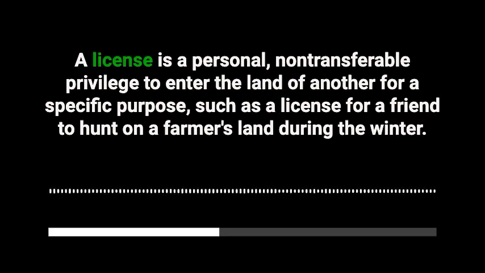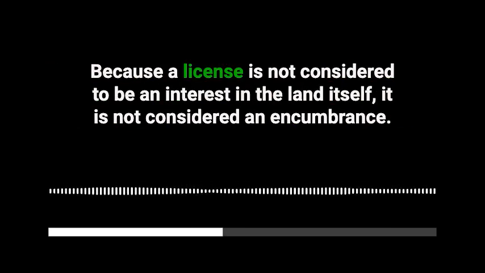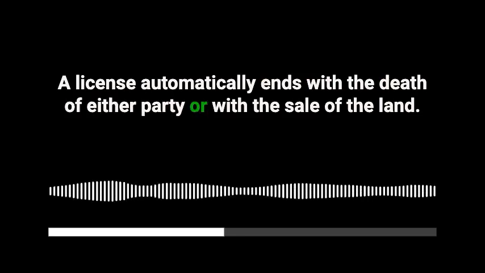Licenses. A license is a personal, non-transferable privilege to enter the land of another for a specific purpose, such as a license for a friend to hunt on a farmer's land during the winter. A license differs from an easement in that it can be terminated or revoked. Generally, if the right to use another's property is given orally or informally, it is considered to be a license rather than an easement. Because a license is not considered to be an interest in the land itself, it is not considered an encumbrance. A license automatically ends with the death of either party or with the sale of the land.